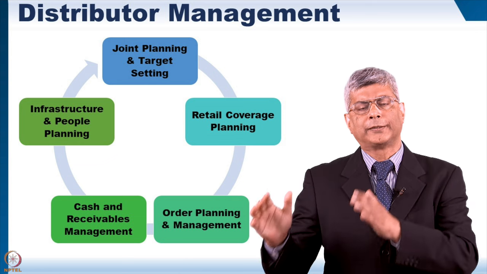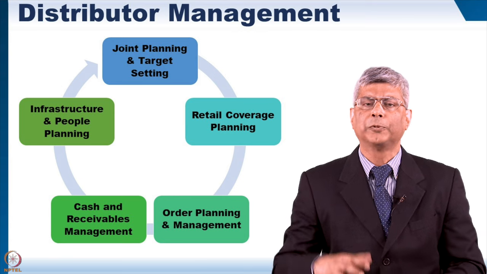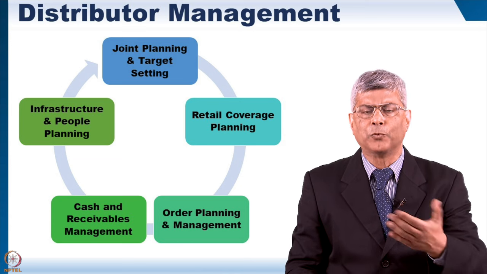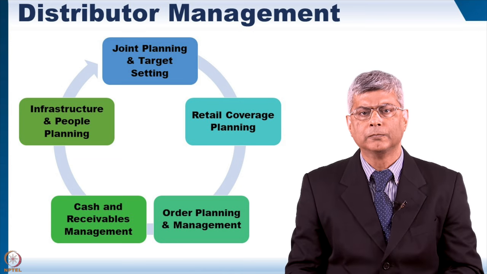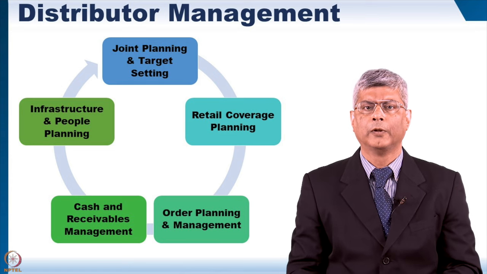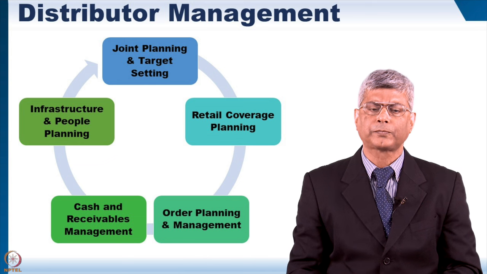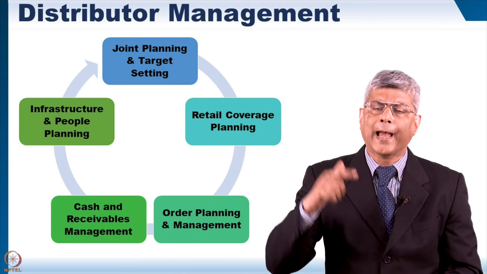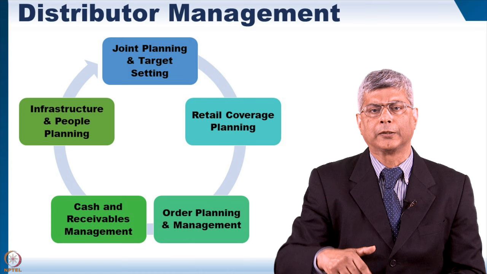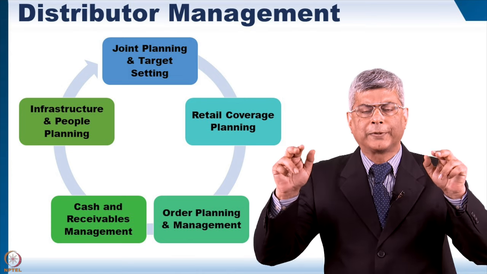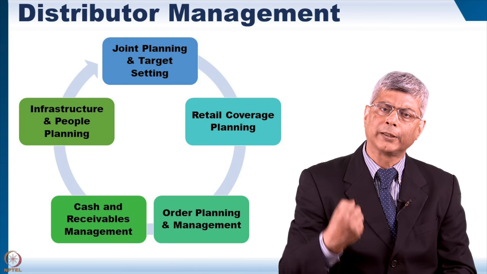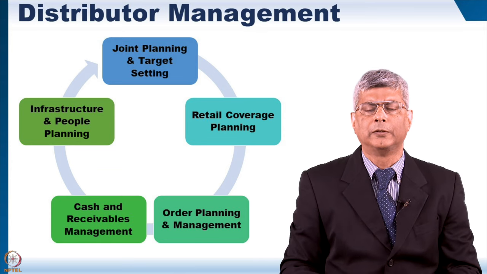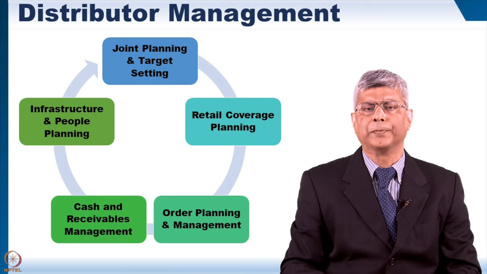Once the distributor has done that planning with the manufacturer, the distributor also has to plan which are the retailers that he will sell to and how will he cover them. Will he go and sell to them once a week, once a month, once in 6 months, every day? So that's retail coverage planning. Distributors are also collecting orders from the retailers and placing them on the manufacturers. So he receives goods from the manufacturer and then he supplies them to the retailer. So in all of this, there is an order management process. Distributors have to collect orders from retailers and give them to the manufacturer. He has to collect goods from the manufacturer and give them to the retailer. So that's called order management.